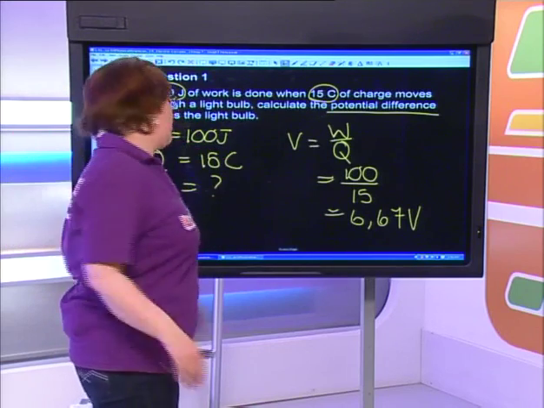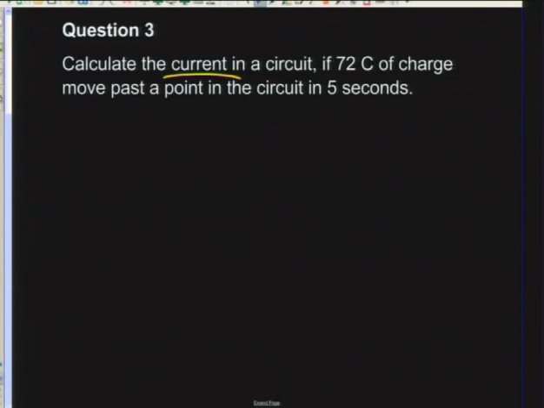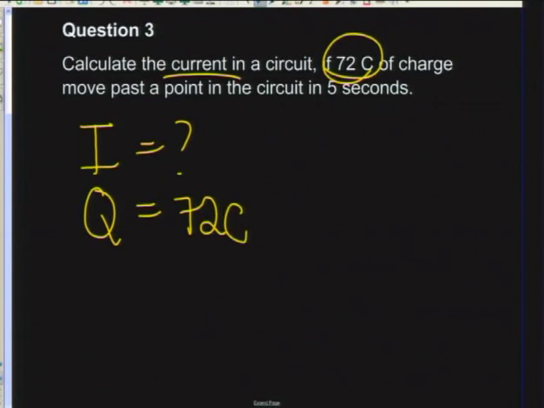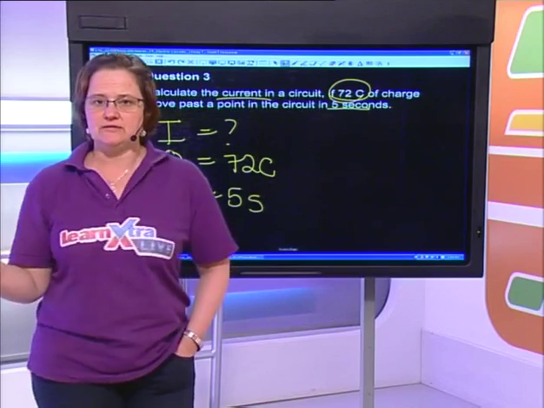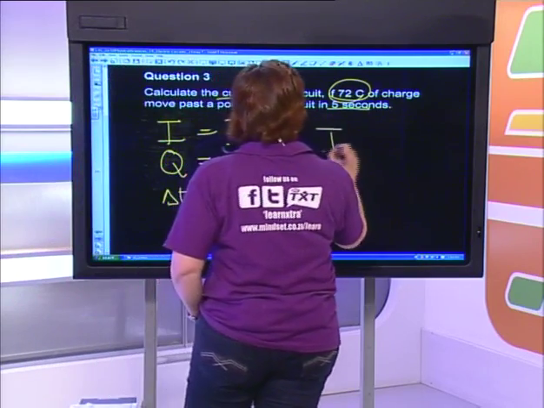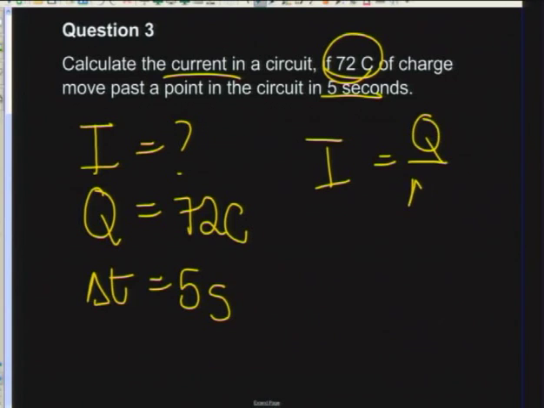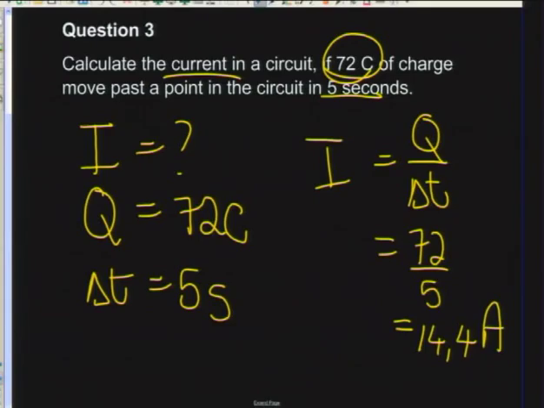You guys are going, oh, this is grade 9 work. We can do this. Let's calculate the current. So they're asking us for I. If 72 coulombs of charge moves past a point in a circuit in 5 seconds. Now, grade 10s, please, you do not have to get nice numbers. You do not have to necessarily get numbers that give you whole numbers as your answer. So I equals Q over T. So I is what we're looking for. So this is 72 divided by 5, and we get 14,4 amperes, capital A.